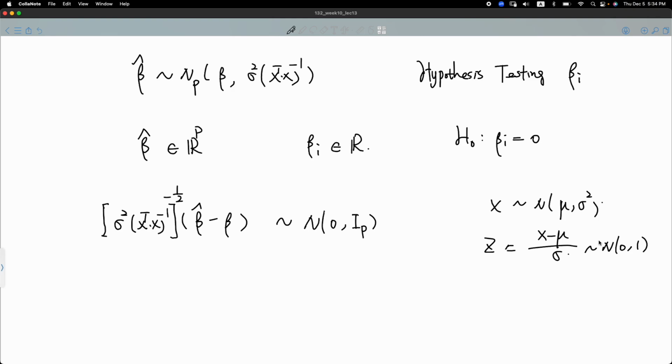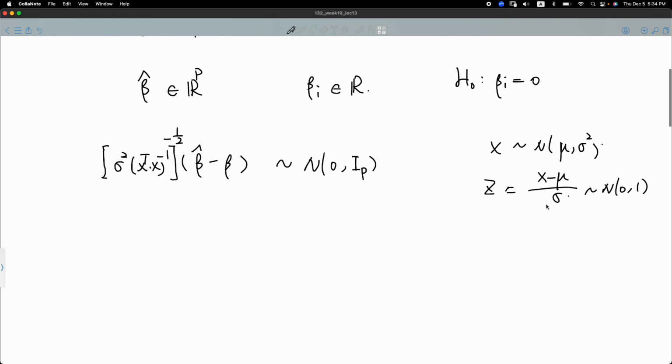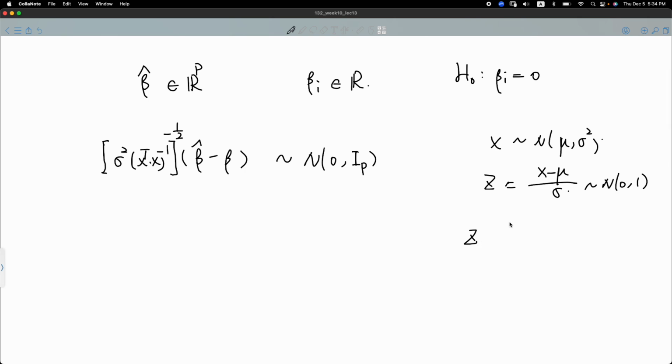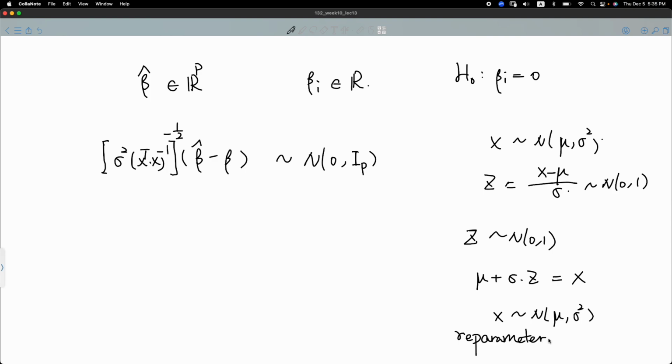as an extension of the scalar version. Okay, and also in reverse, when you have some random variable z that follows a normal 0, 1, you can also do mu plus the standard deviation multiplied by z, and you will get x, and then this x will follow a normal mu, sigma square. So this is the reverse process for the standardization.